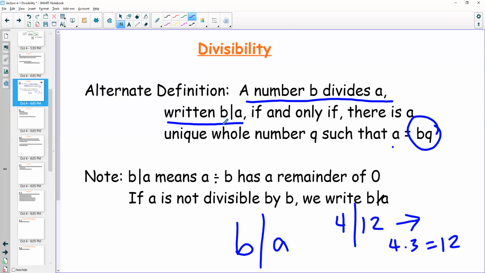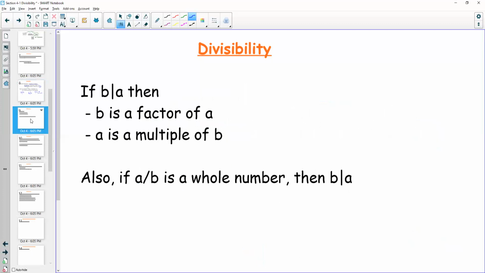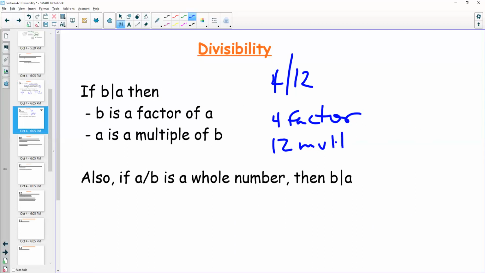B divides A means A divided by B has a remainder of 0. When they are not divisible, what you write is we say B does not divide A. If B divides A, B is a factor of A, and A is a multiple of B. So if we go back for a second, 4 divides 12. So 4 is a factor of 12, and 12 is a multiple of 4. If your answer is a whole number when you do the division, then B divides A.